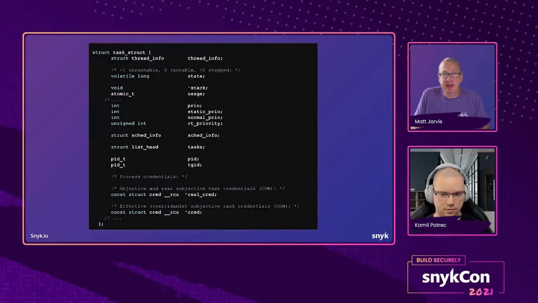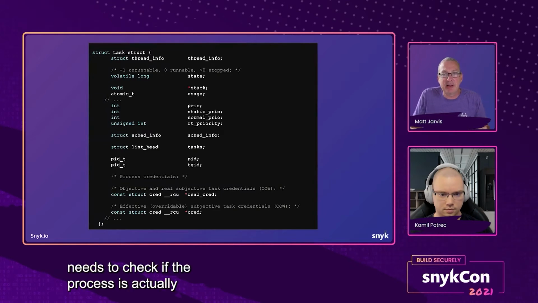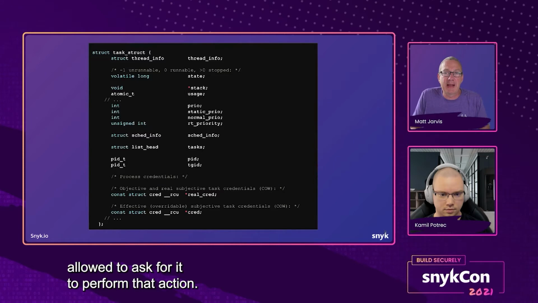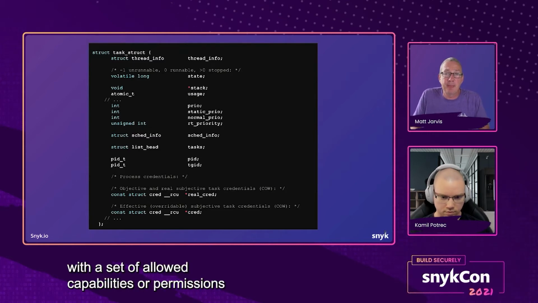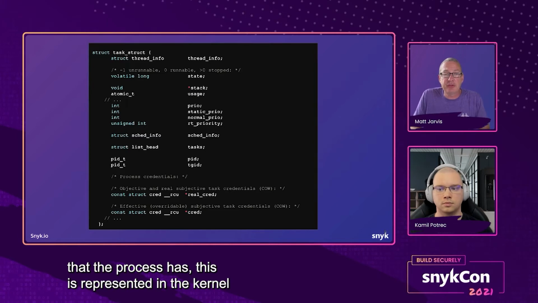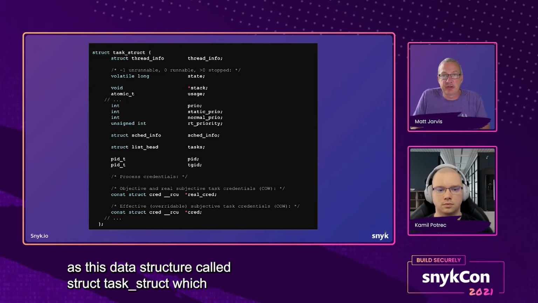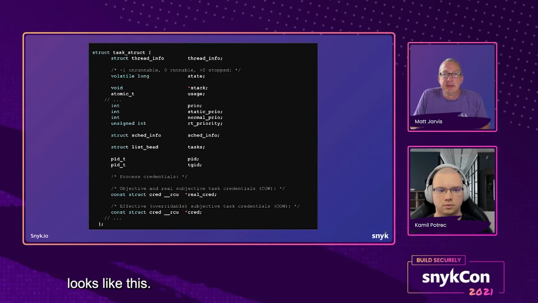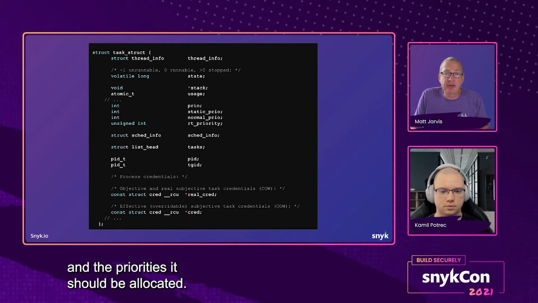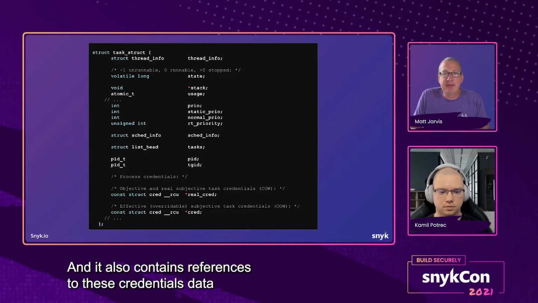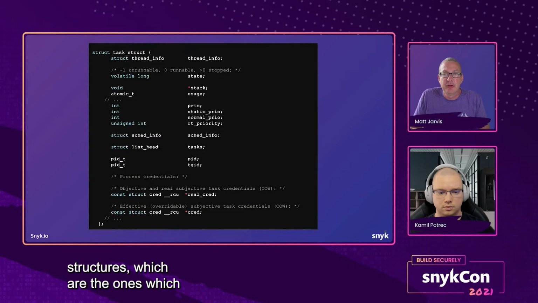Every time the kernel does this, it needs to check if the process is actually allowed to ask it to perform that action. And behind the scenes, the kernel maintains a list of processes together with a set of allowed capabilities or permissions that the process has. This is represented in the kernel as this data structure called task_struct, which looks like this. And this structure contains a ton of information about the process, including its PID, its GID, and the priorities it should be allocated. And it also contains references to these credentials data structures, which are the ones which set what things the process is allowed to do.